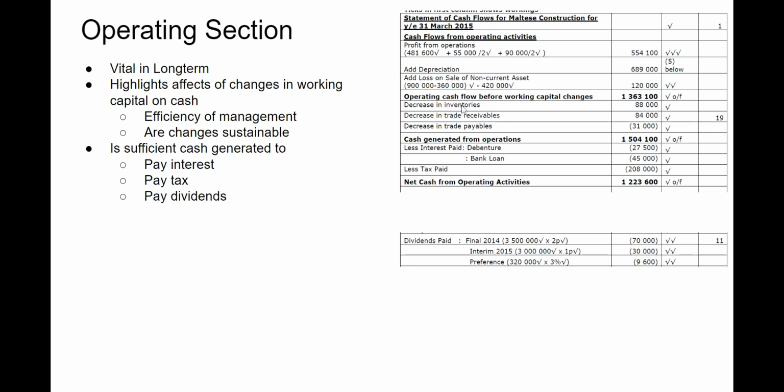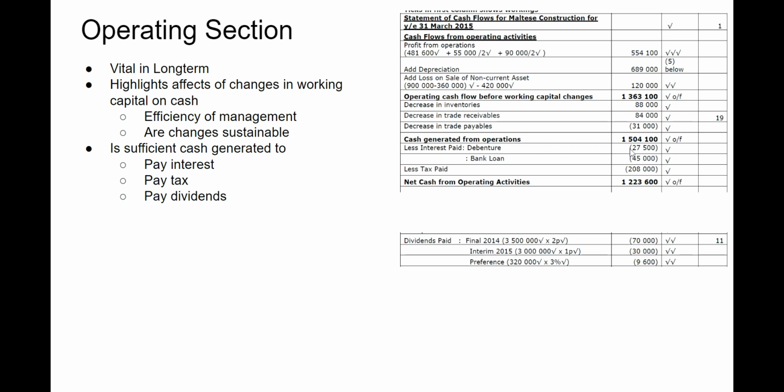So these are important indicators of the efficiency of the management, but be careful when interpreting a situation where the operating cash flow before working capital changes is negative and then becomes positive because of the changes on all the current asset and current liability positions. Okay, how sustainable are they?